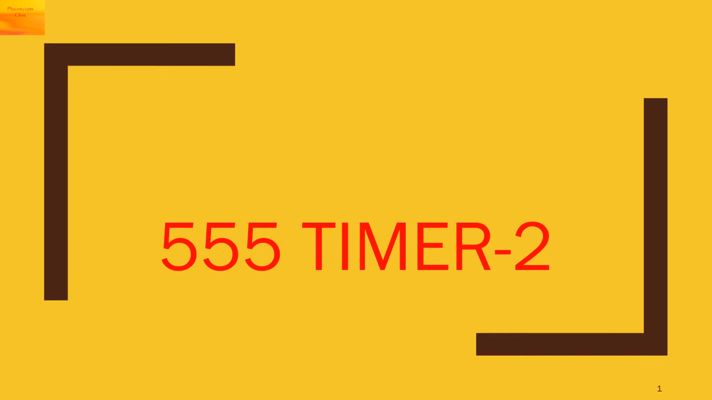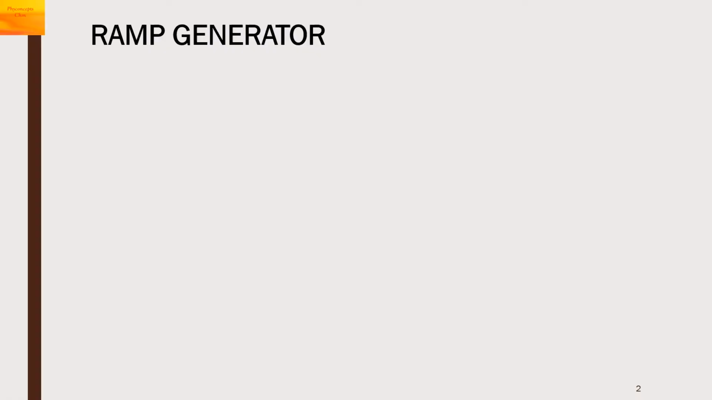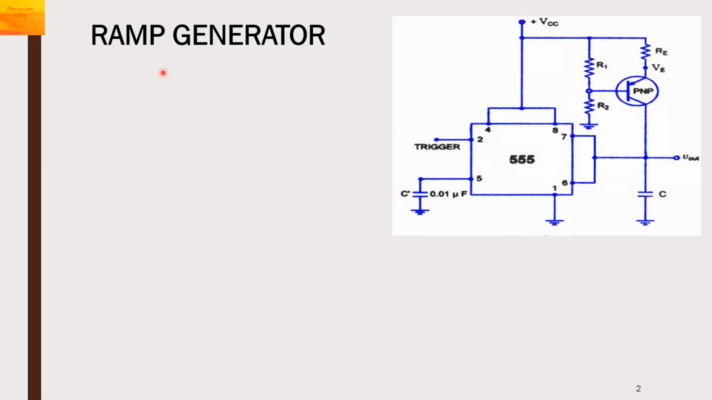This is the second part of the 555 timer series. Here we will be seeing the applications of 555 timer. First is the ramp generator. This is the application of a monostable multivibrator.